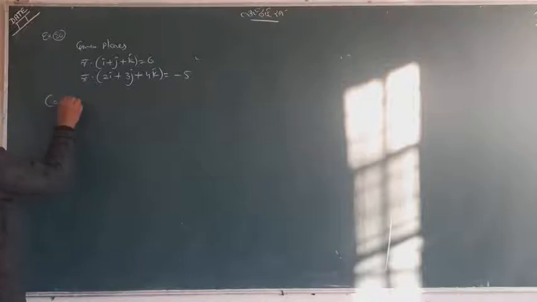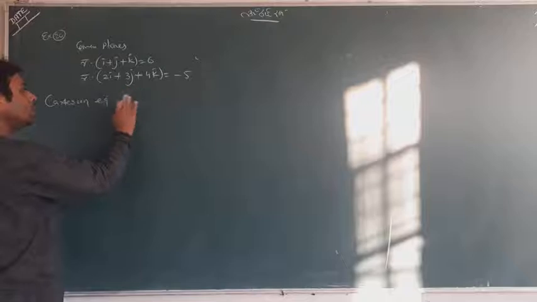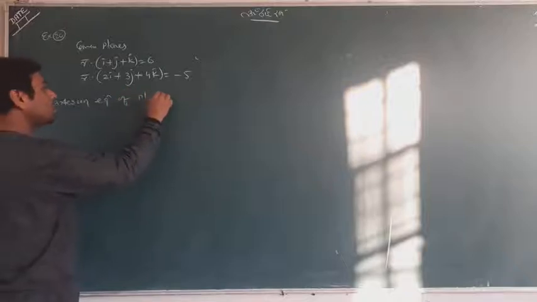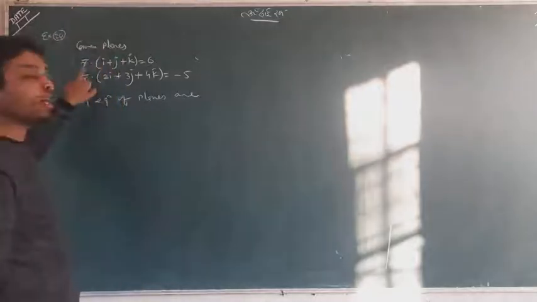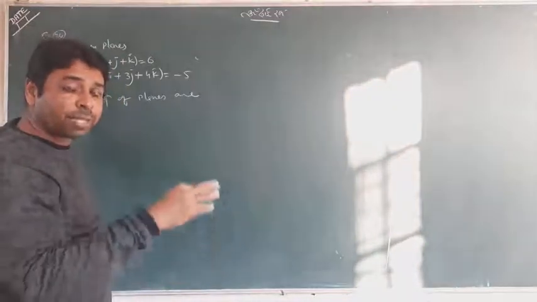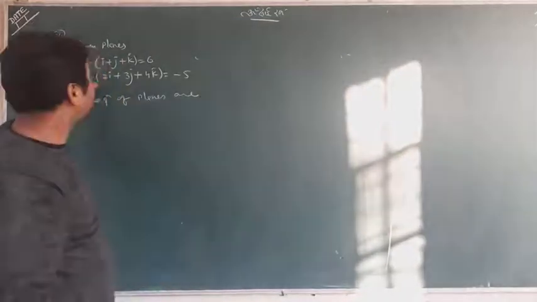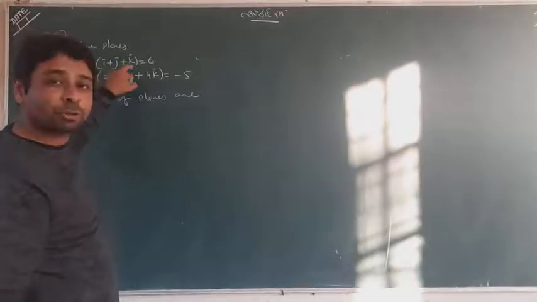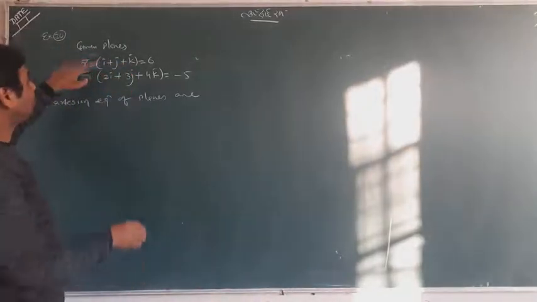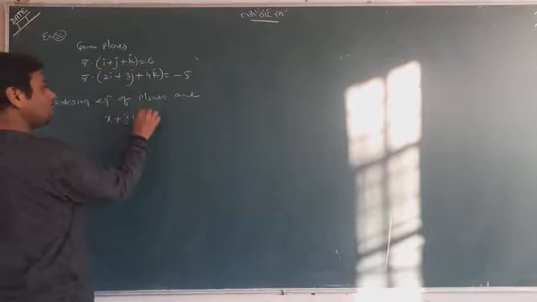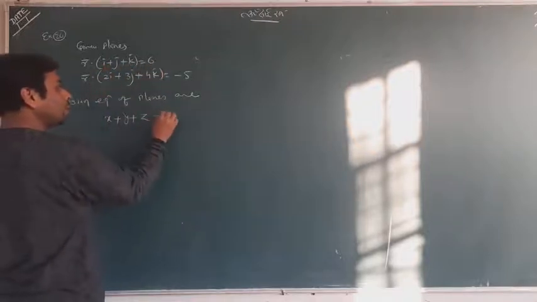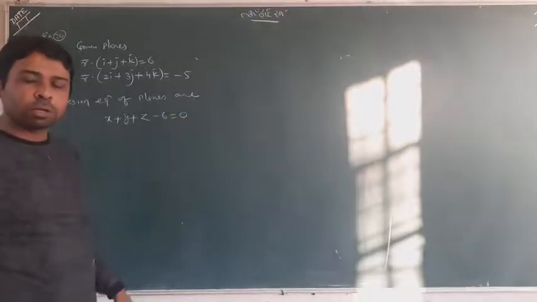Cartesian equation of planes. I will tell you how to convert. This is r, meaning xi plus yj plus zk, dot i plus j plus k. So can you multiply? x into 1 is x, y into 1 is y, z into 1 is z, equal to 6. Hope you understood.